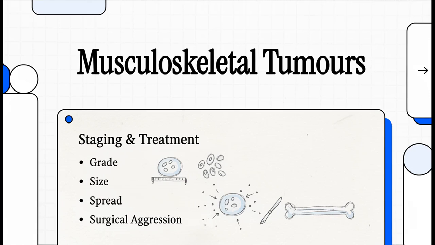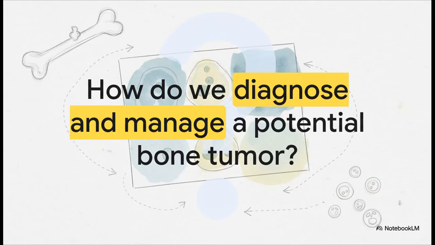All right, let's talk about musculoskeletal tumors. When you're faced with one of these in the clinic or on an exam, having a solid, systematic framework is absolutely non-negotiable. So in this explainer, we're going to build that framework step by step. So, this is the core question, right? A patient walks in, you suspect a bone tumor, now what?